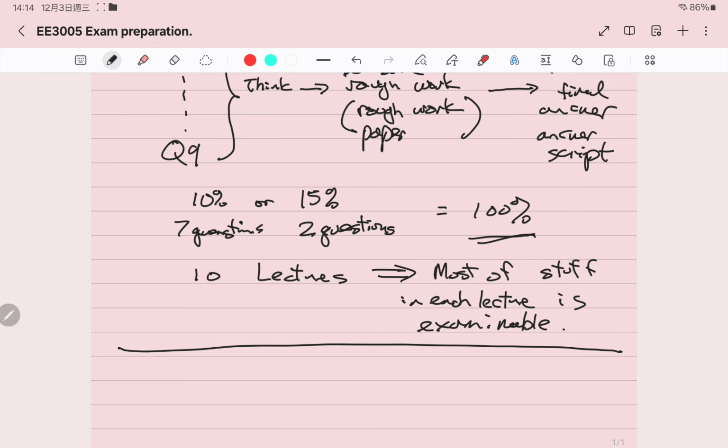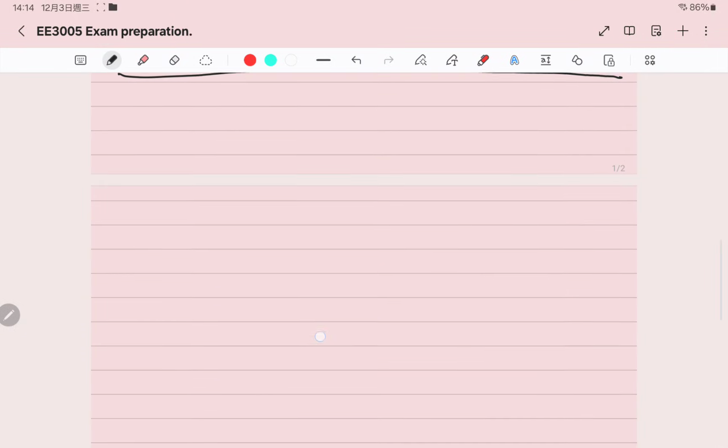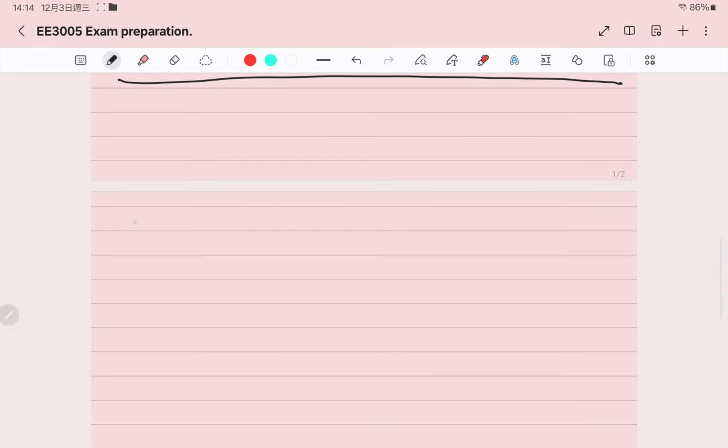Right, the next key thing is about the graph. There is some lin-log graph paper.